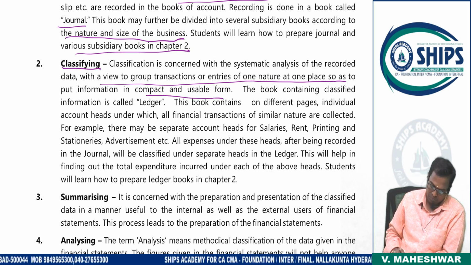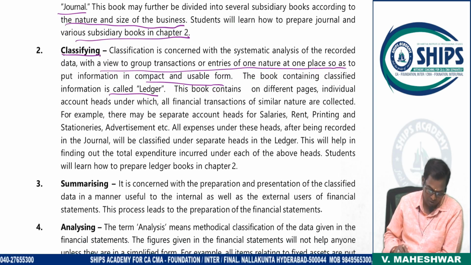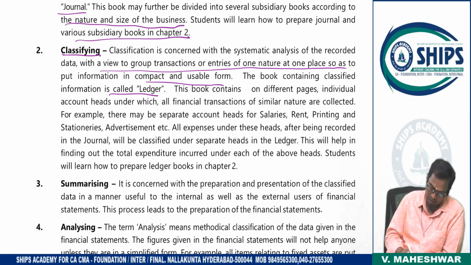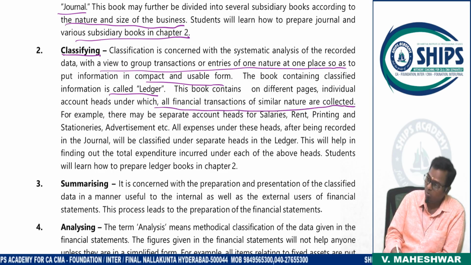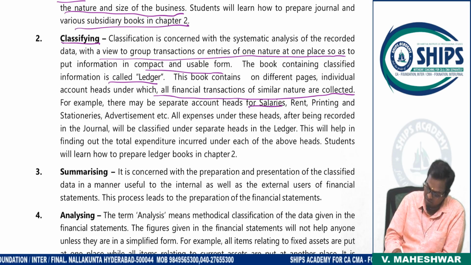The book containing classified information is called a ledger. Just now I said it. This book contains, on different pages, individual account heads under which all financial transactions of similar nature are collected. So that's what I have just said. These all things are there. For example, there may be a separate account head for salaries.